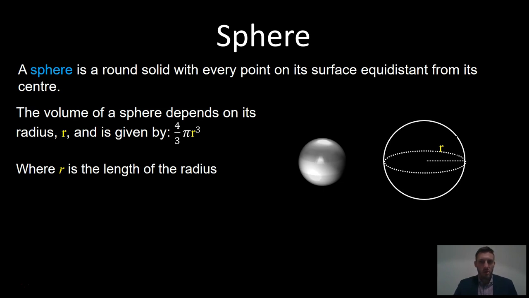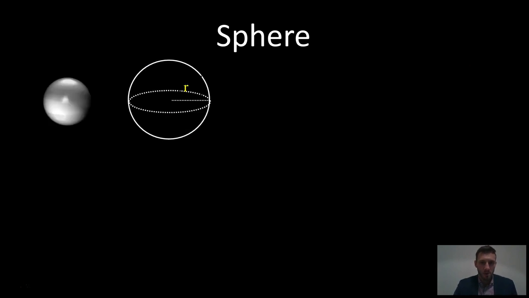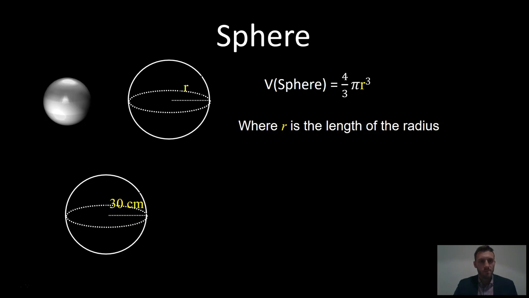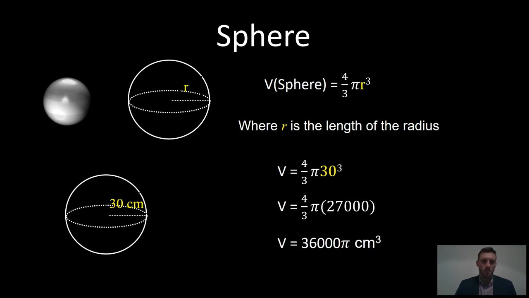Remember that if you're given the diameter of a sphere, you're going to need to halve it to find the radius to calculate the volume. Let's look at an example. Here we state the formula. Volume of a sphere is 4 on 3 pi r cubed, where r is the length of the radius. Now we give an example with measurement, and we substitute in the known value, and we can evaluate, and we get volume is 36,000 pi centimeters cubed, which comes to 113,097.34 centimeters cubed.